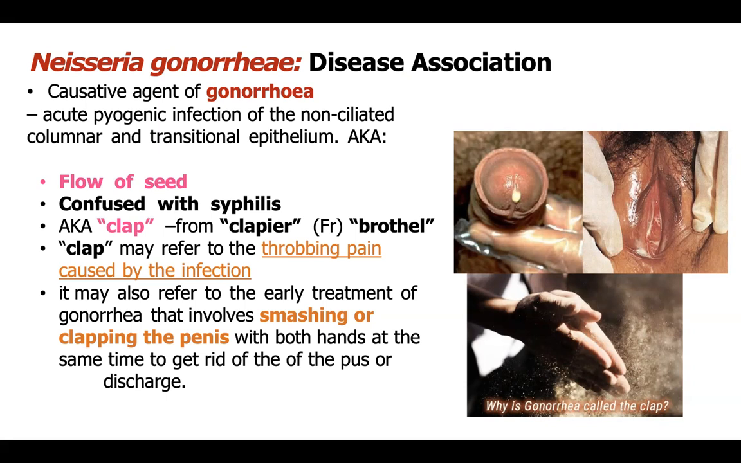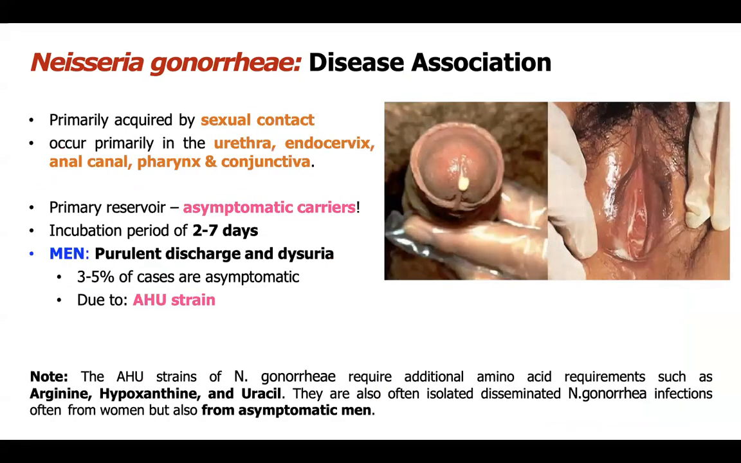Meron tayong antibiotics. Okay? So, how do we get this infection? The mode of transmission is almost always sexual contact. Okay? Direct contact, sexual contact. And the infection is usually seen in the urethra and the cervix, anal canal, pharynx, and even the conjunctiva. Okay? The primary reservoir for gonorrhea or Neisseria gonorrhoeae are asymptomatic carriers. Okay? Ang dami kasing may sakit pero walang symptoms.